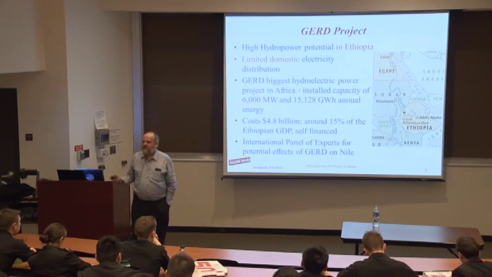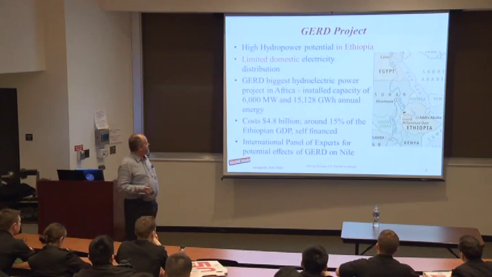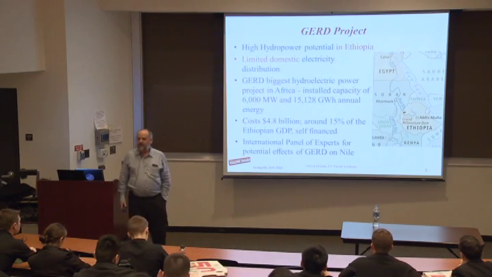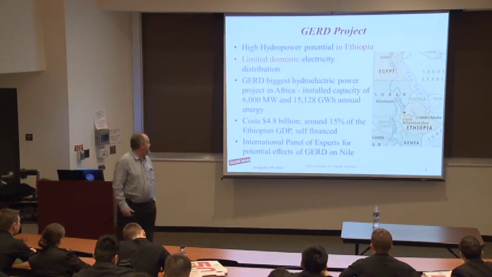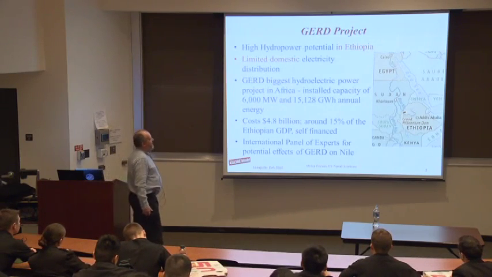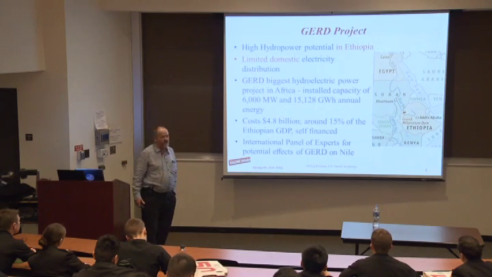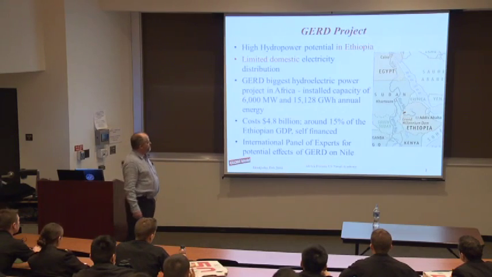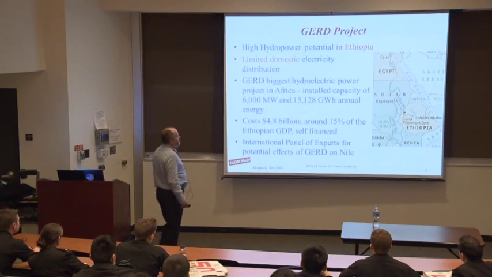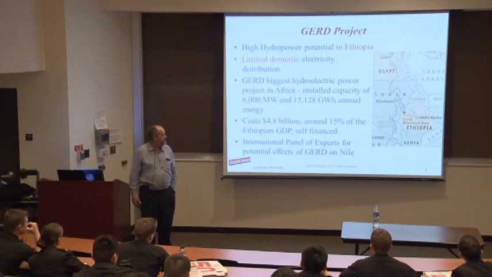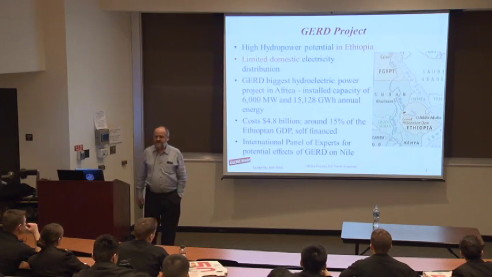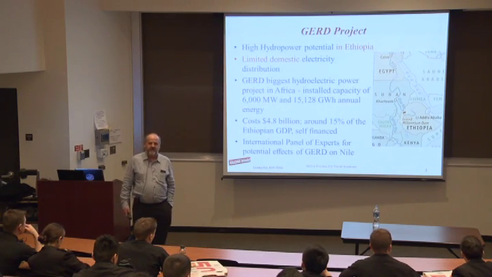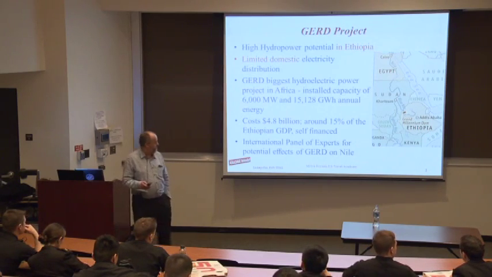At the moment, Ethiopia generates very little electricity itself, but it's got big capacity. The GERD will be the biggest hydroelectric power project in Africa at 6,000 megawatts and an annual 15,000 gigawatt hours. That is big. Its cost is approximately $4.8 billion, around 15% of Ethiopia's GDP, and it's self-financed. There's a reason why it's self-financed, and that's one of the things we'll look at as we go through.